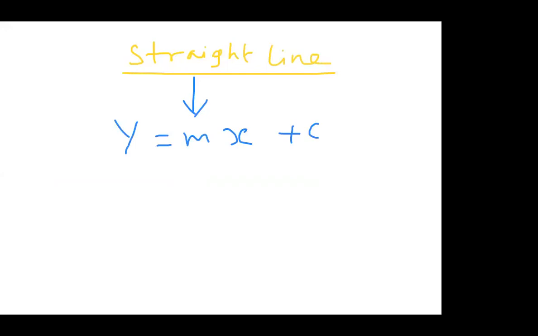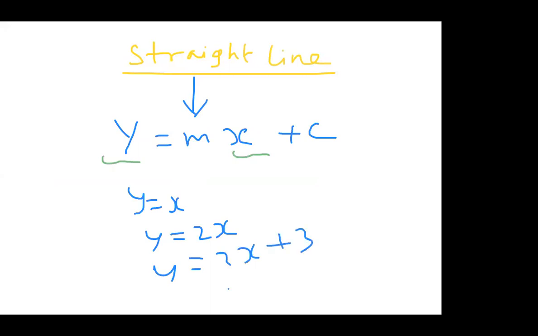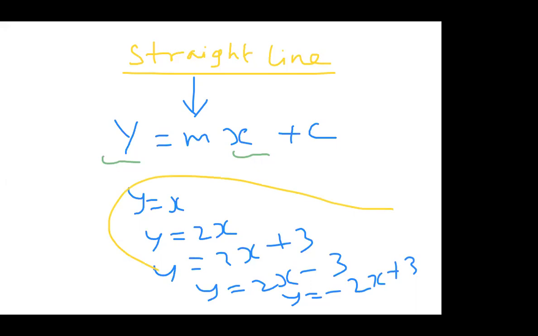Whenever y and x terms are there, there is a relation like y directly proportional to x, though not exactly directly proportional here. We don't have a square or cube, simply y is equal to something into x, or simply y is equal to x. Y equal to x, or y equal to 2x, or y equal to 2x plus 3, or y equal to 2x minus 3, or y equal to minus 2x plus 3. Whatever the form it may be, all these come under the straight line equation.